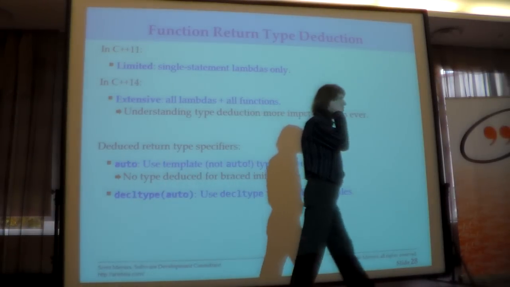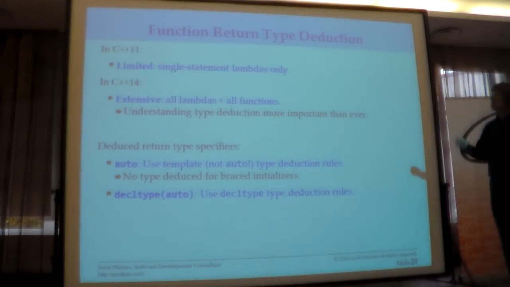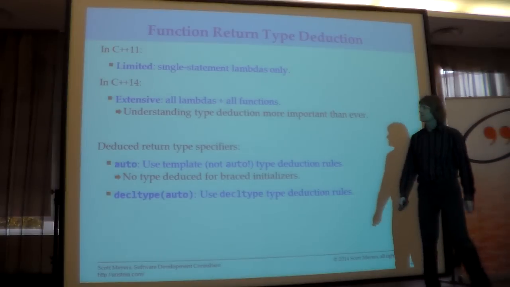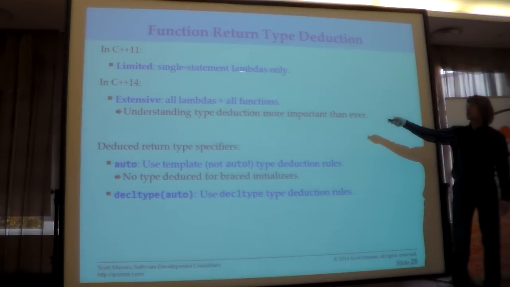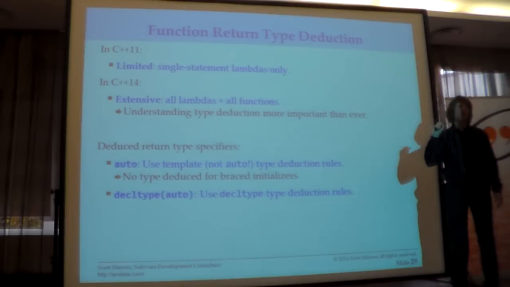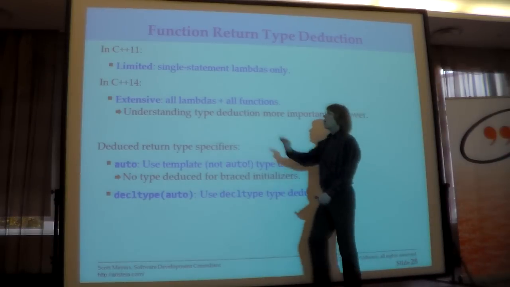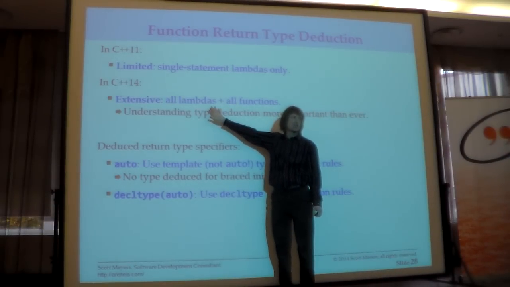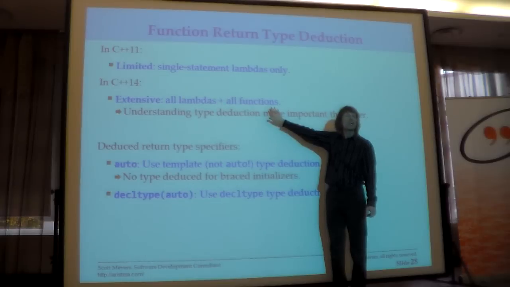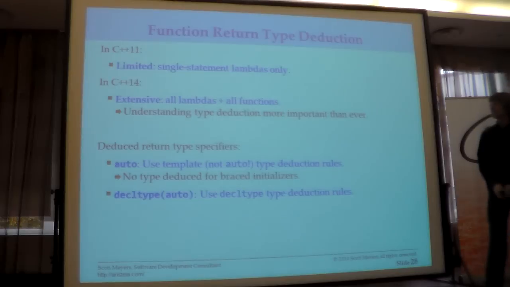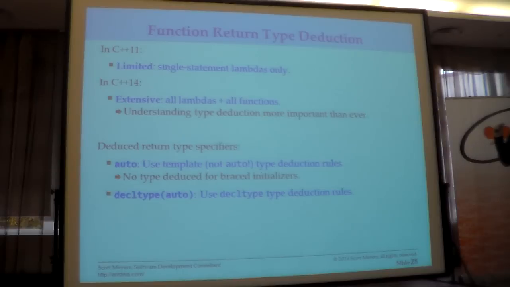But we're talking about type deduction in general, so the next thing I want to talk about is function return type deduction. In C++11, there wasn't a lot of it. Single statement lambdas, you could do type deduction on them, but you couldn't do type deduction anyplace else. In C++14, all lambdas are eligible for type deduction, and all functions are eligible for type deduction. So in C++14, it's extensive, which means that understanding the type deduction rules is more important than they ever were.